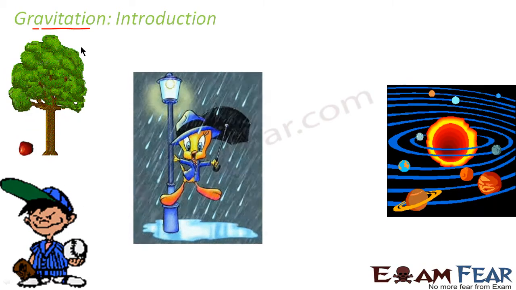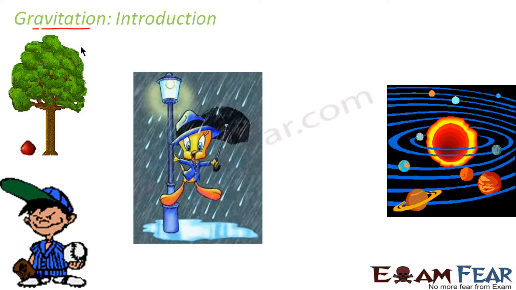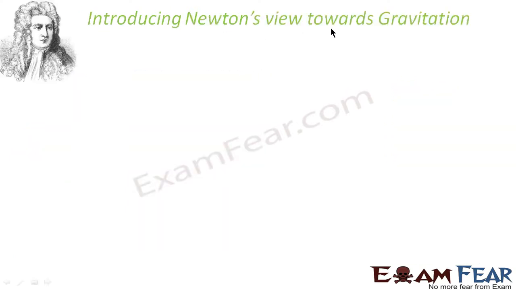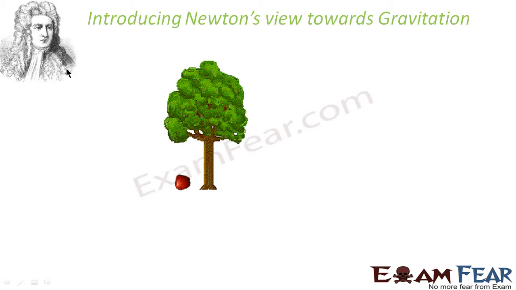So let us go ahead and see what made the origin of gravitation, introducing Newton's view towards gravitation. Newton was the scientist who actually studied gravitation. In fact, he was the one who thought about what gravitation is, and he defined the force of gravitation. So how did this idea click for Newton? It once happened that Newton was having a cup of tea in his garden when he saw an apple falling down from the tree to the ground. So Newton thought, what made this apple fall to the ground?